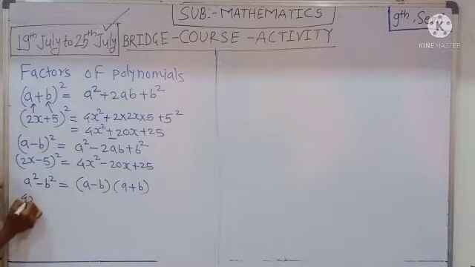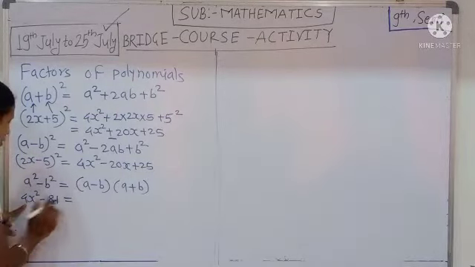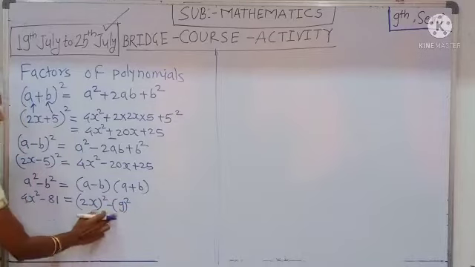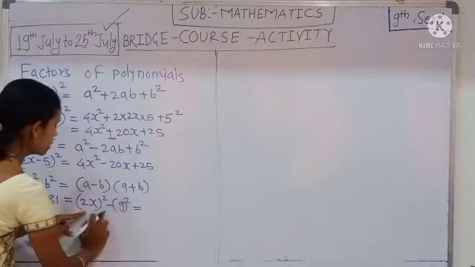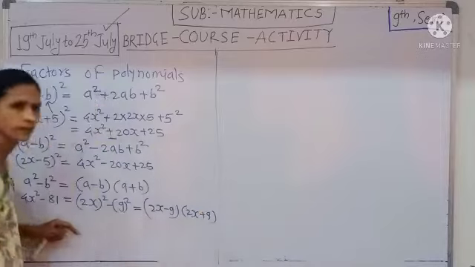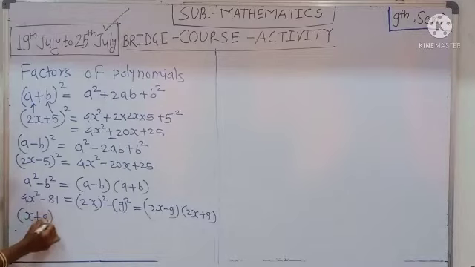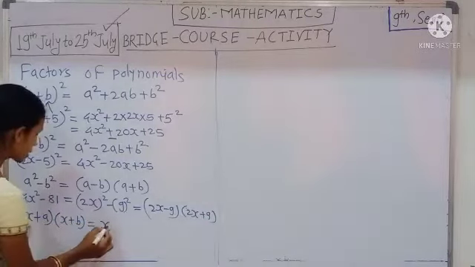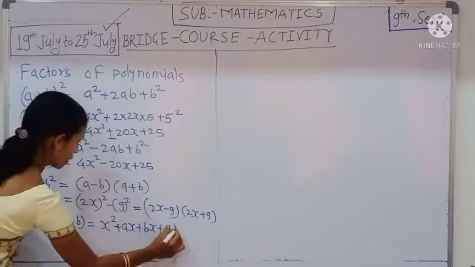For example, see here, 4x square minus 81. First of all, we have to write this as (2x) whole square minus 9 square. That means this expression is written in the form of a square minus b square. Then we can write the factors of this expression, that is (2x minus 9) in another bracket (2x plus 9). Then we can see a few more examples like (x plus a) in another bracket (x plus b).